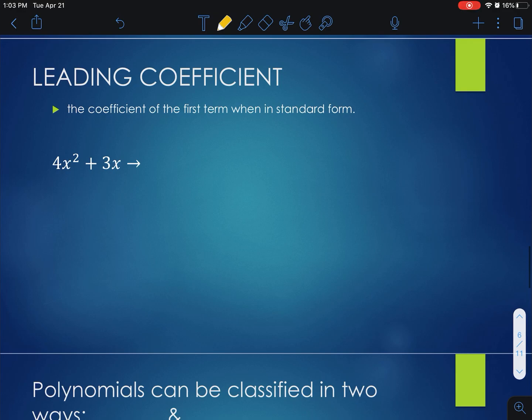Alright, now the leading coefficient is the coefficient of the first term when a polynomial is in standard form. So if we look here, this one is already in standard form because 4x squared has a degree of 2 and 3x has a degree of 1, so that's already in standard form. So the leading coefficient is just going to be the number in the front, so it'd be 4.